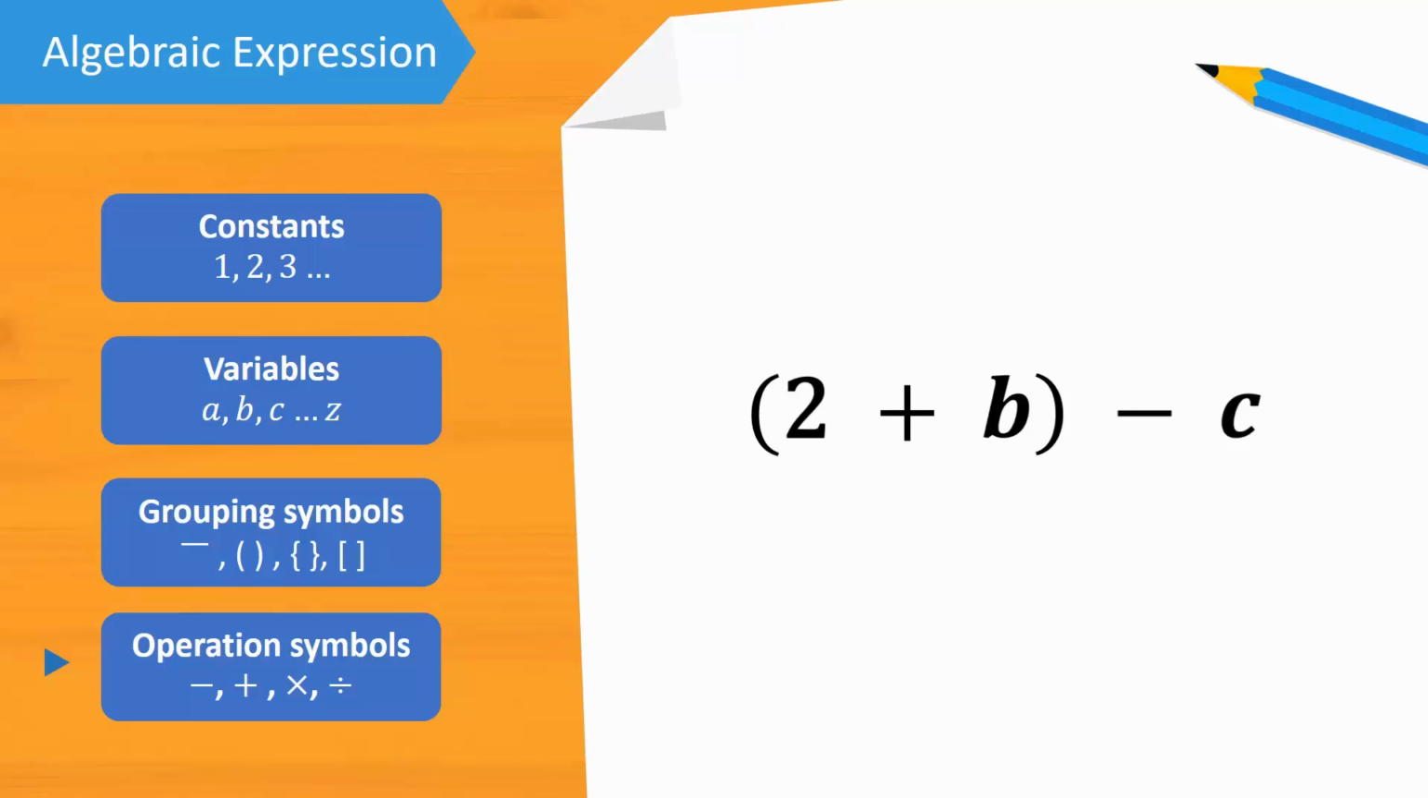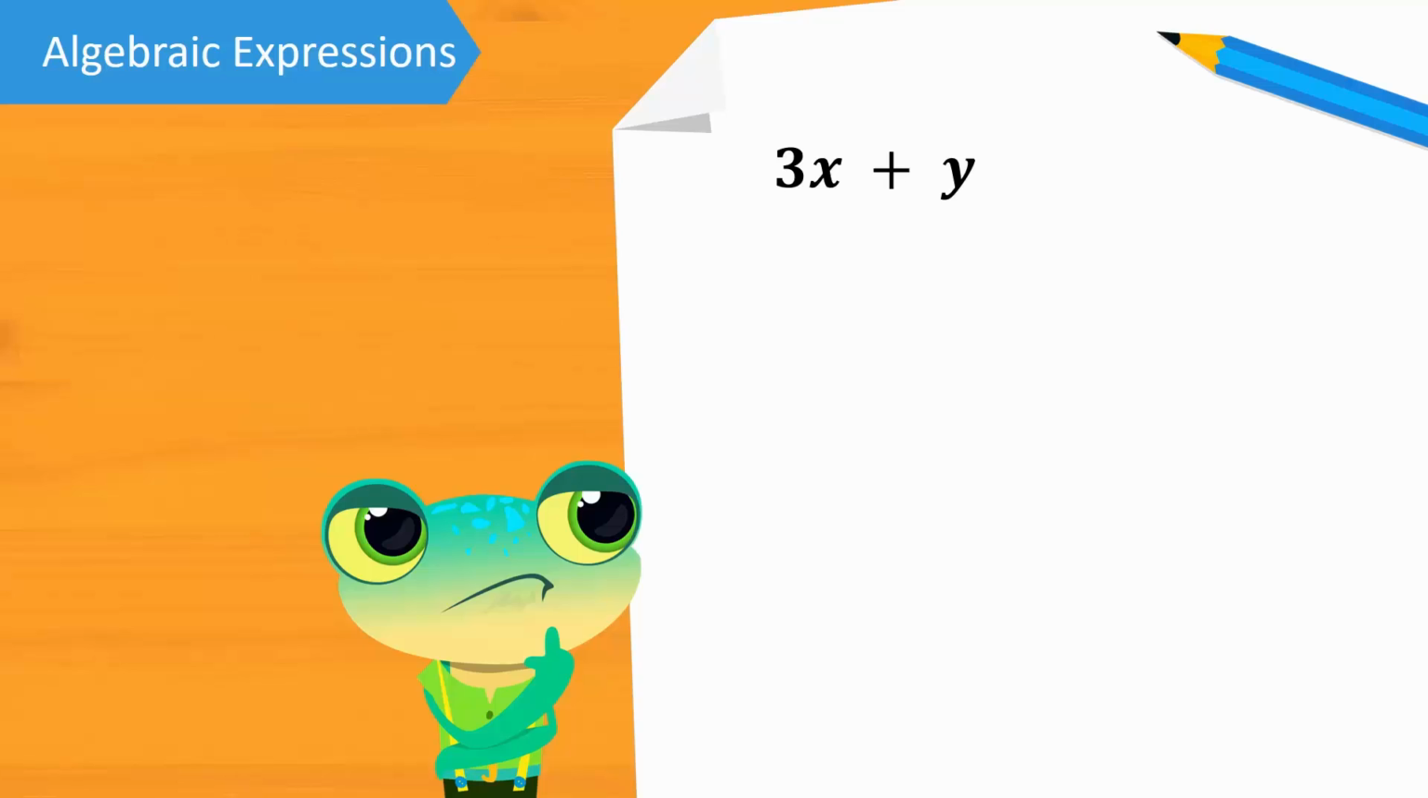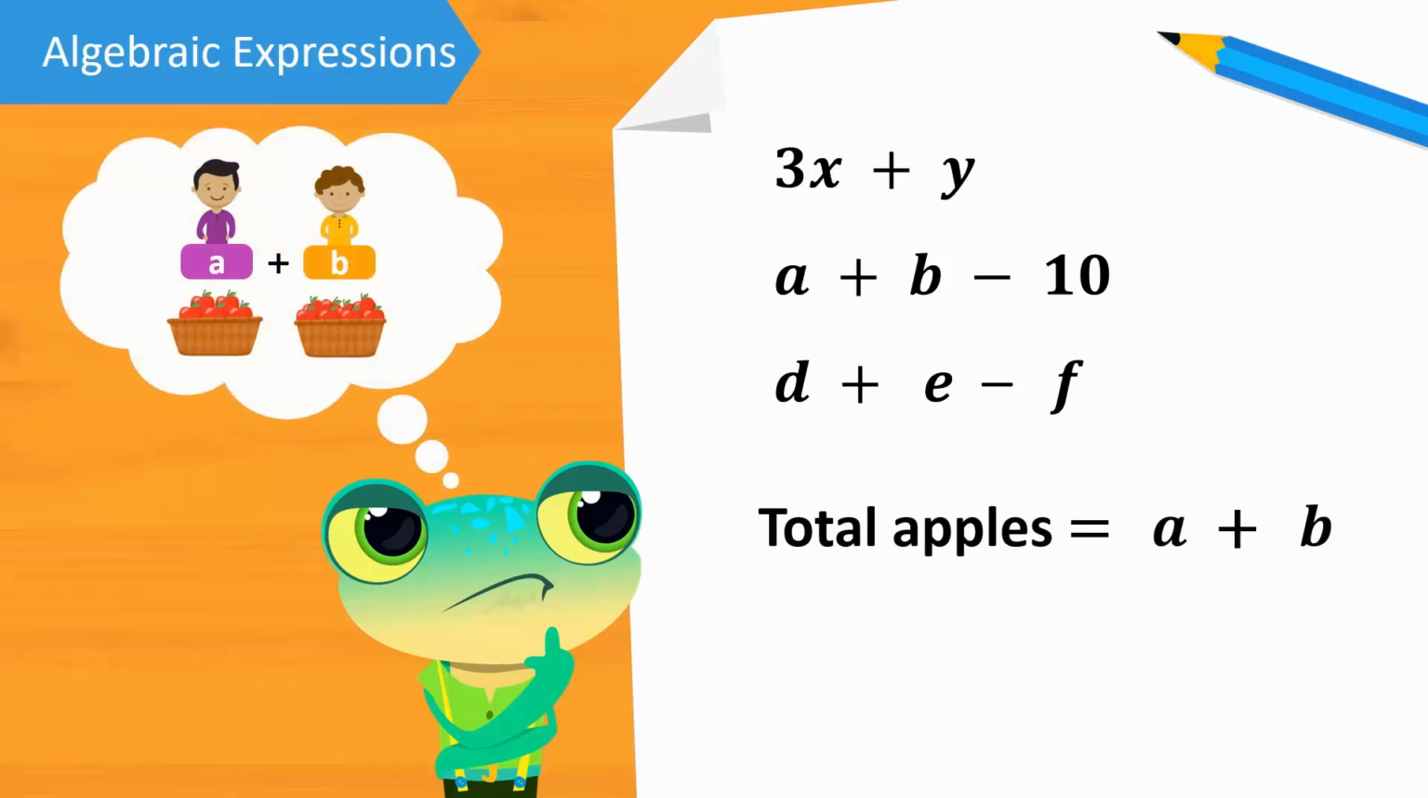Examples of algebraic expressions are 3x plus y, a plus b minus 10, d plus e minus f. Earlier, we saw that the total number of apples Abdul and Badr had were a plus b. This is also an algebraic expression. In these examples, observe that when a variable is not attached to a number, it means there is 1 before it.